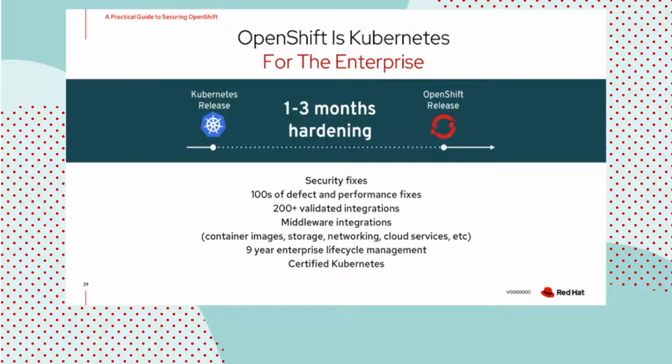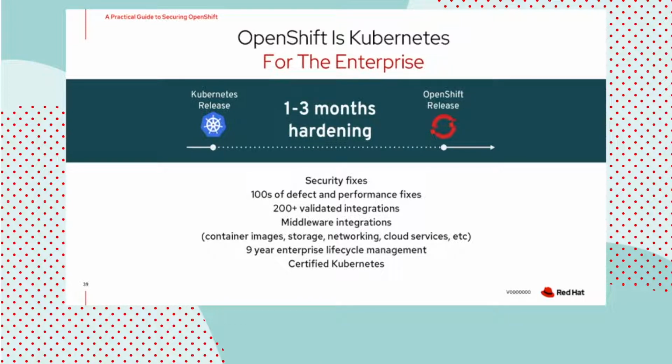And this is just to show you that we take somewhere between 1 to 3 months to harden an upstream Kubernetes release with security fixes. We patch hundreds of defects. We look at performance fixes. We run through 200 plus validated integrations. We validate our middleware components like AMQ and whatnot. And we are a certified Kubernetes vendor, right?